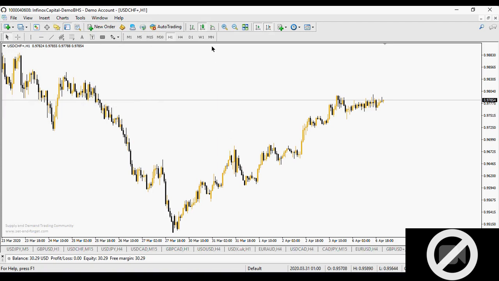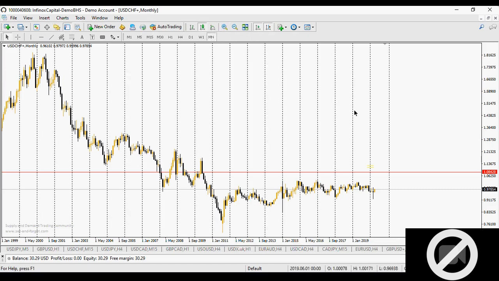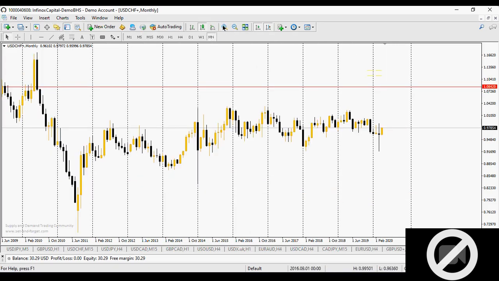Step two, go to the highest time frame and then look for the areas of resistance and support. Okay, so this is the monthly time frame. And as you can see in this market, this is a very sweet one. There's been a consistent resistance around here. Very consistent. For the past how many years? Since 2015, the market has been coming here and going down.